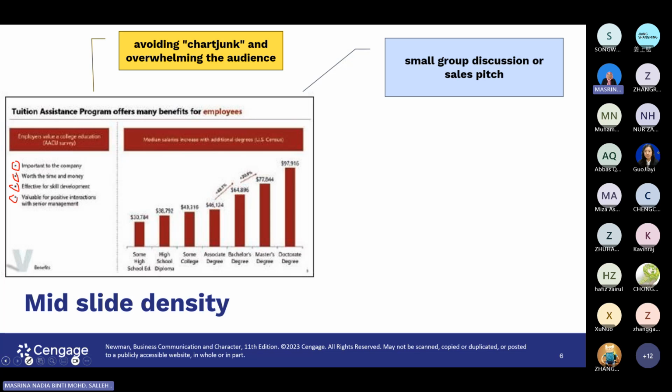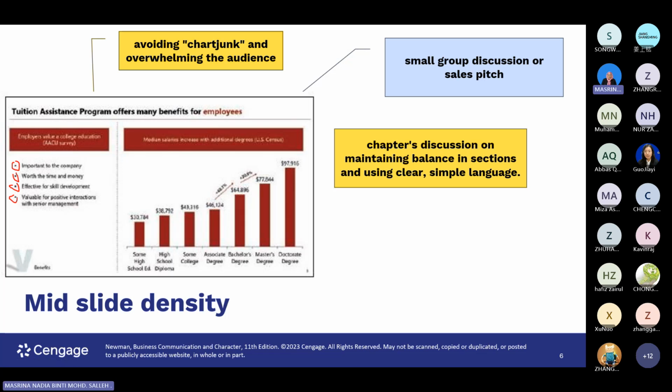So maybe you have to pitch this to a very small audience in a small room. You can use this type of design. As you can see, the bullets provide concise talking points, which allow the presenter to elaborate and interact with the audience. This supports the chapter's discussion on maintaining balance in sections where the language is clear and simple.